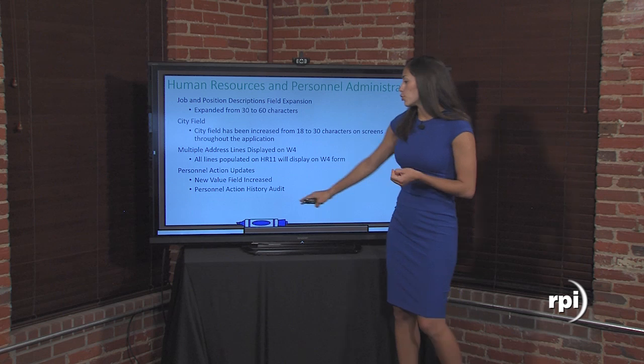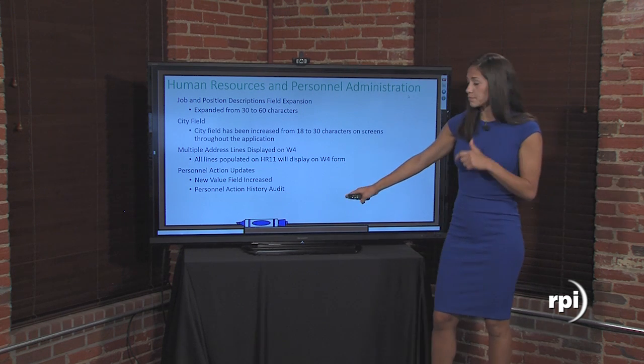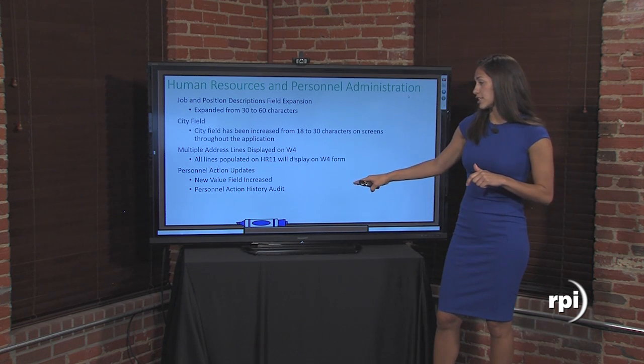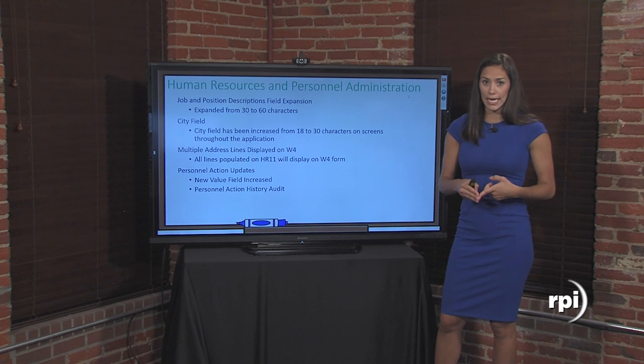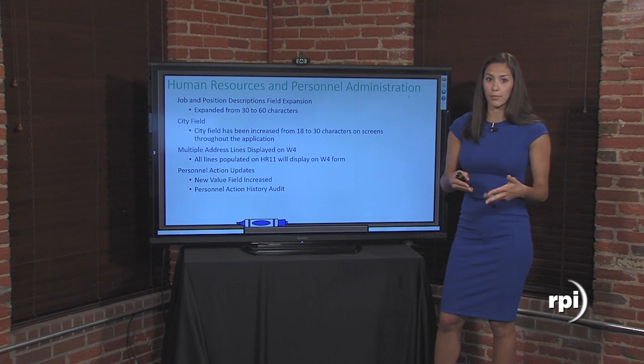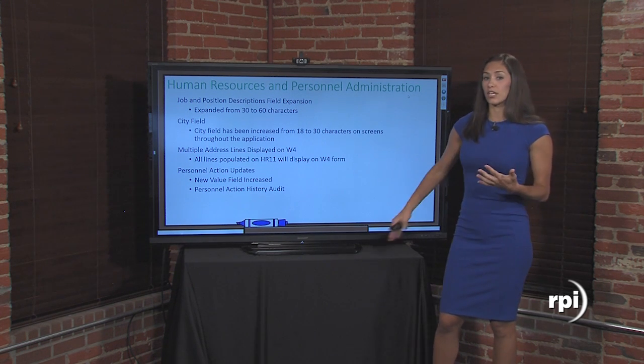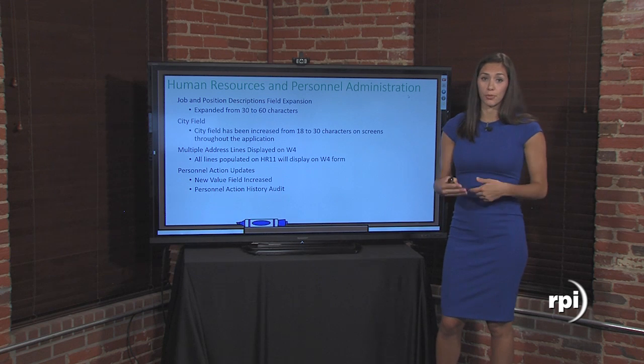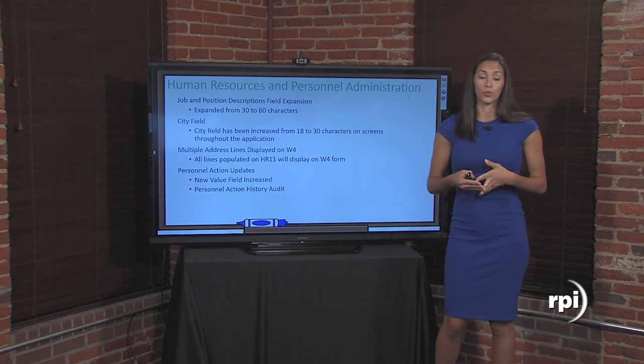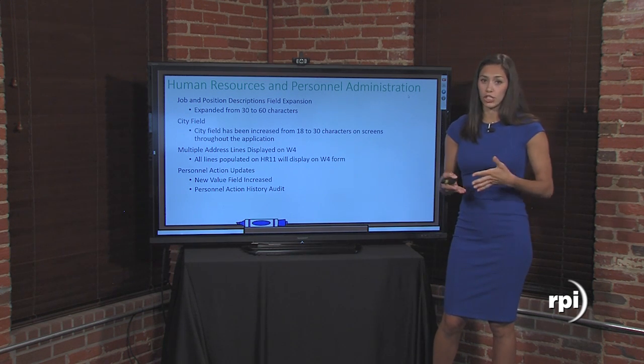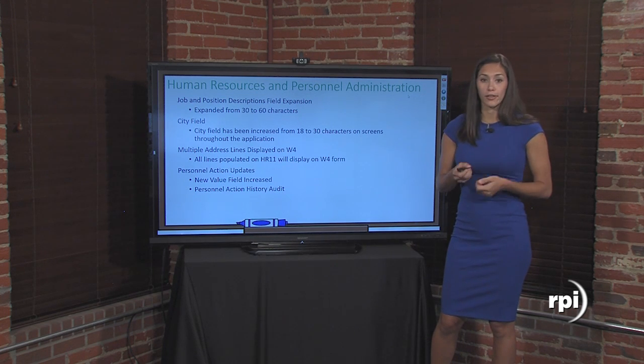And then there's a new personal action history audit. Whenever a personal action is added, it's going to show you the create date, the create time, and the create user. And if anyone has changed that personal action before the PA100 is run, it's going to show you who it was changed by, the change date, and change time. So just some extra auditing there.